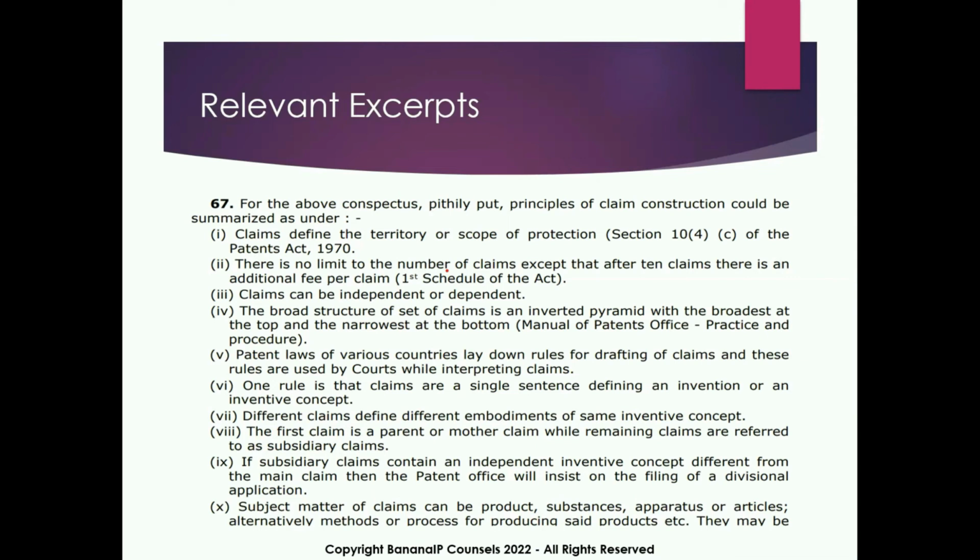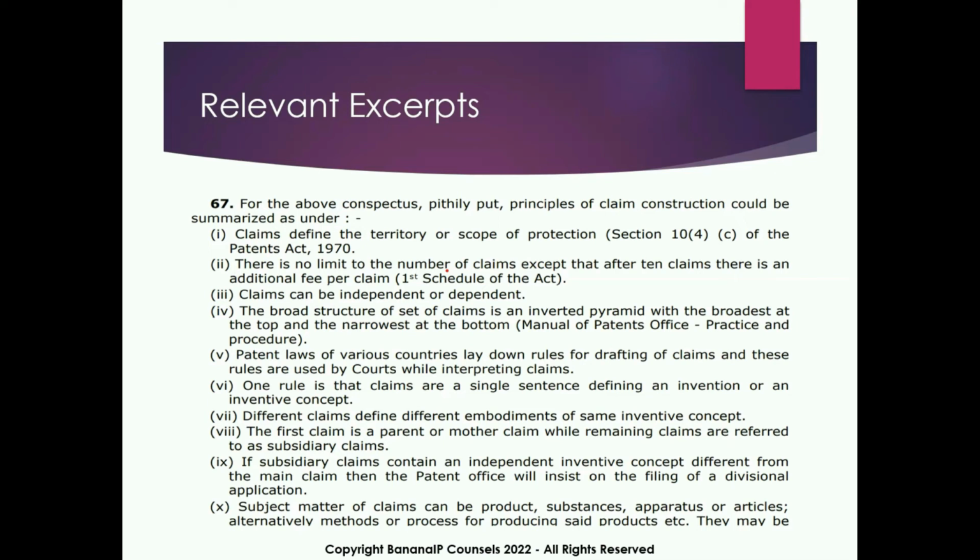And claims can be independent or dependent. As we have discussed, an independent claim represents the broadest claim, and it will be a standalone claim. The dependent claim is the one that depends from another claim. So it can depend on either an independent claim or a dependent claim. The next point is that the broad structure of a set of claims is an inverted pyramid, with the broadest at the top and the narrowest at the bottom.